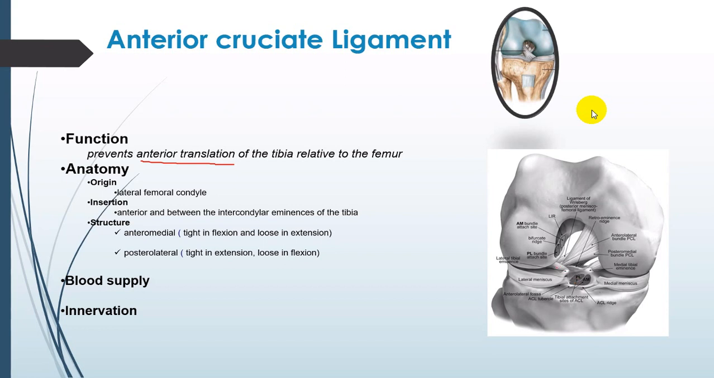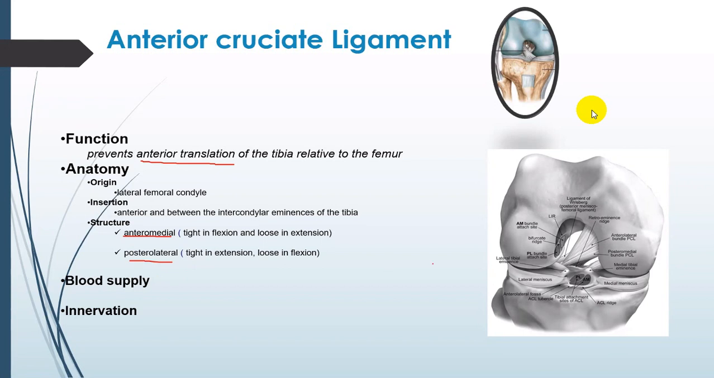The ACL has two sections. We have the anteromedial and posterolateral bundles. We can divide it into anteromedial and posterolateral bundle. The anteromedial bundle is tight in flexion and loose in extension, and the posterolateral bundle is tight in extension and loose in flexion. We will cover this more when we do the examination afterward.